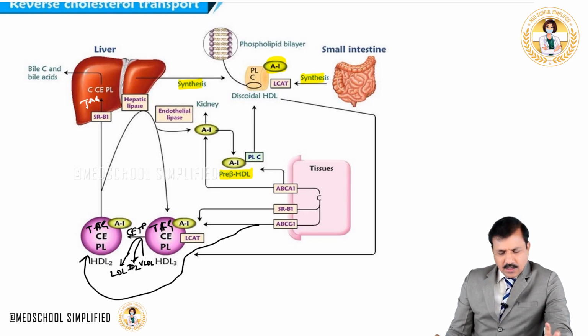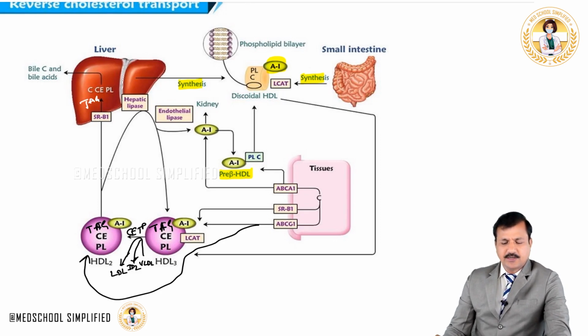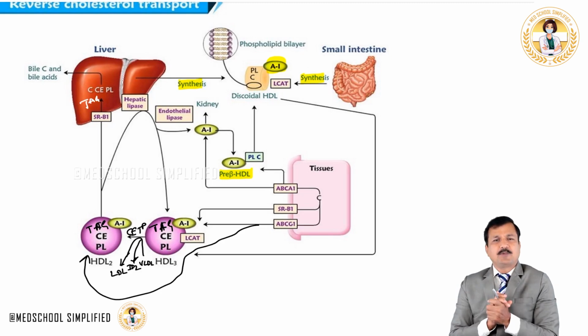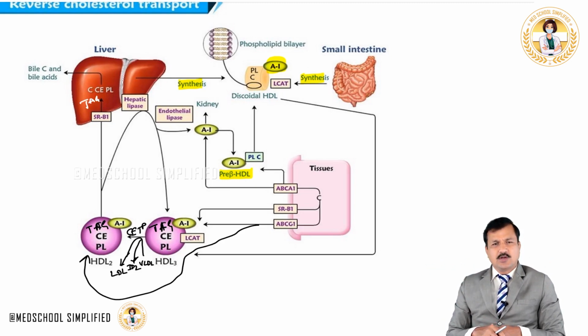So how will they help in the synthesis of HDL? The Apo A1 is going to recruit other apolipoproteins in the circulation, the majority of which come from the liver, and also the loading of phospholipid and cholesterol ester from the peripheral tissues, from the phospholipid layer.